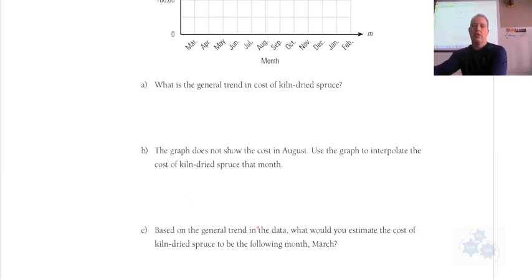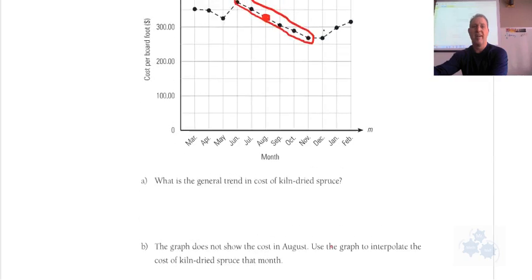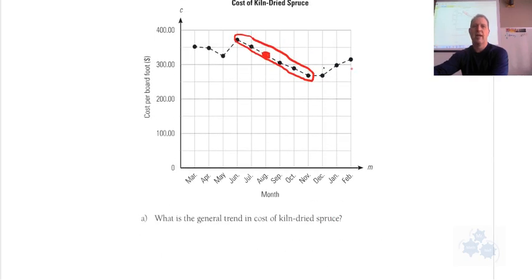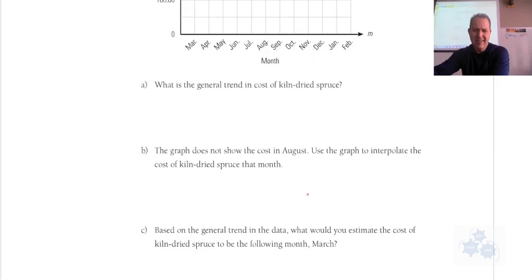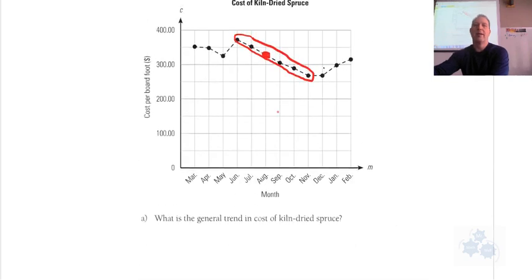Okay, so based on the general trend in this data, what would you estimate the cost of kiln-dried spruce to be the following month? March. Okay. What would you estimate the cost to be in the following month after this? So March over here of the next year from where we started. What would you think this would be over here? Somewhere around here?